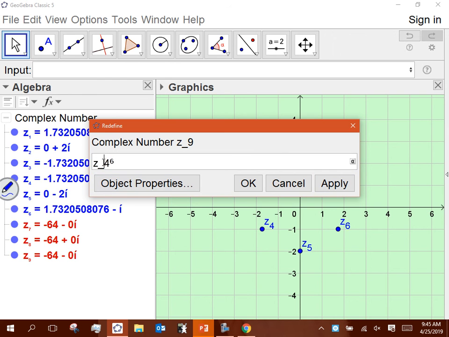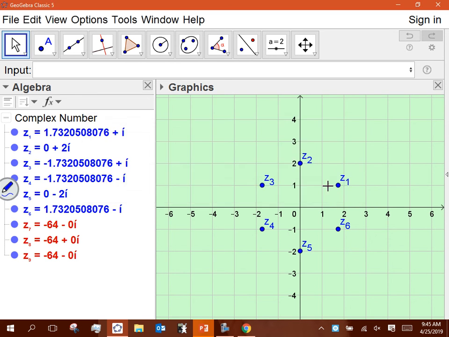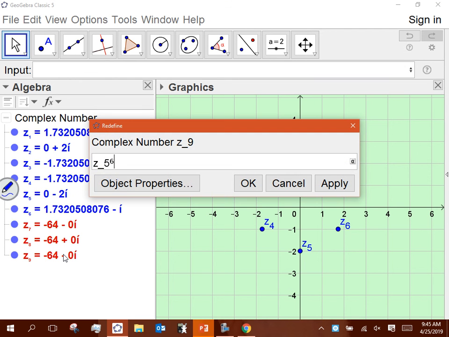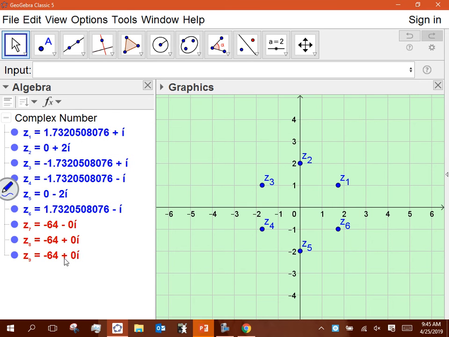If I go z sub 5 to the 6th power, okay, it gives me that. And z sub 6 to the 6th power gives me that, right? If I raise all of these to the 6th power, do I still get negative 64 in each situation? Okay. There are no other complex numbers in the entire plane that can be raised to the 6th power to get negative 64. Those are the only 6. That kind of makes sense?